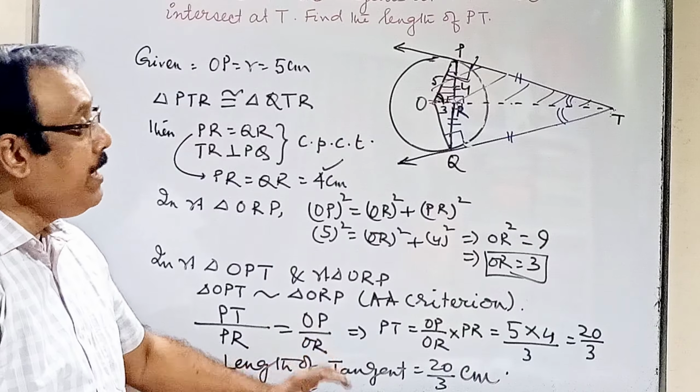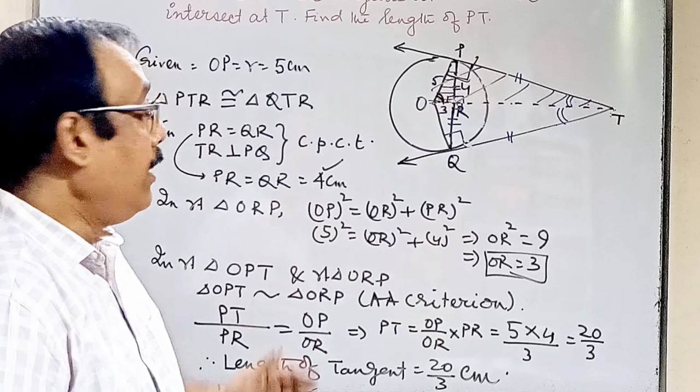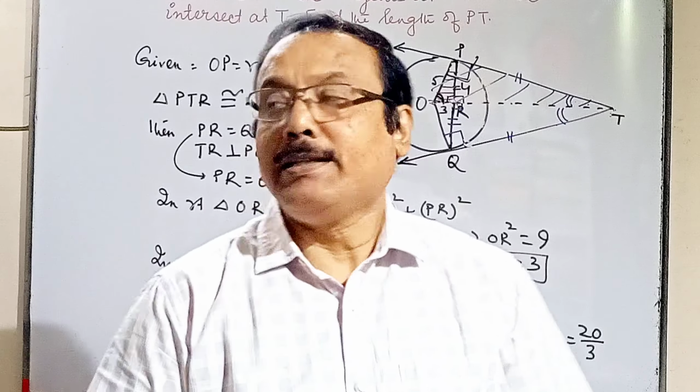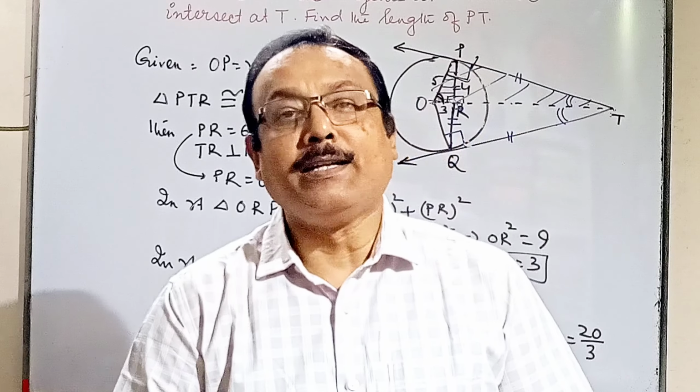So this is a combination of circle as well as similar triangles. I'll give you another question of a similar type, which you try and leave your answer in the comment.